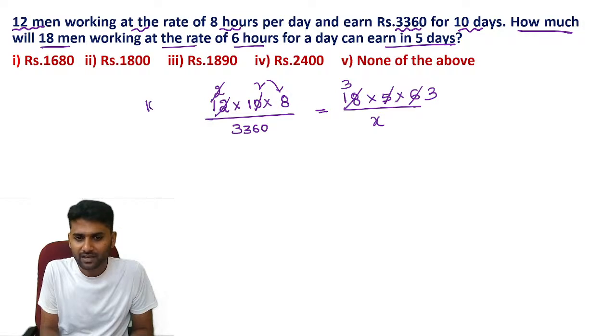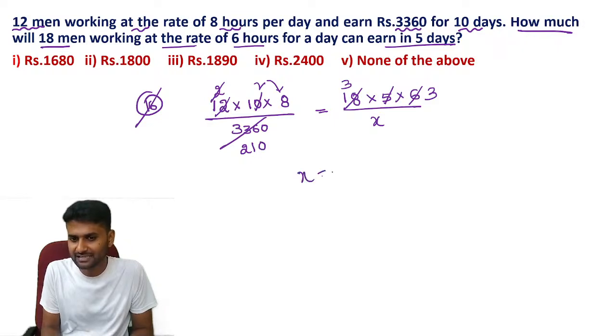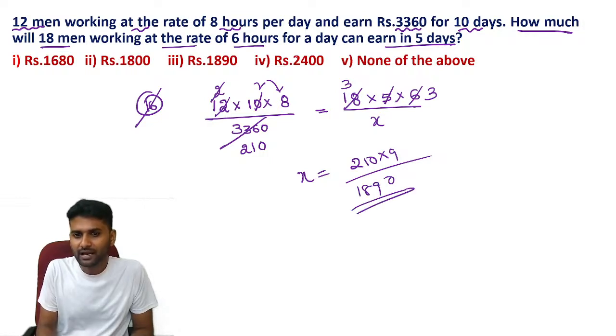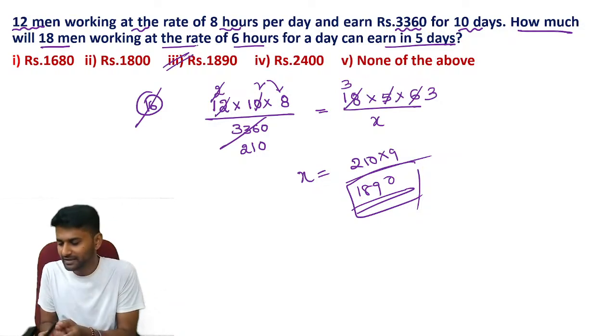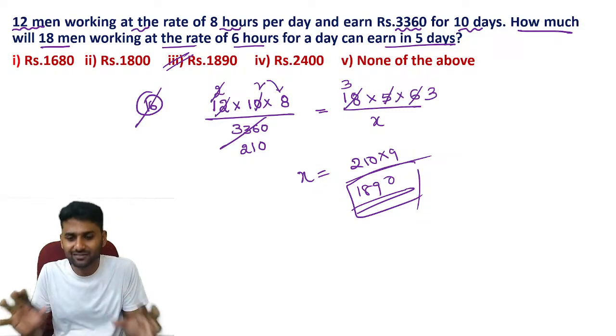Now see, if you go through that, the 16s cancel, so x is equal to 210 multiplied by 9. So we have to pay 1890 rupees for 18 men working 5 days, 6 hours a day.